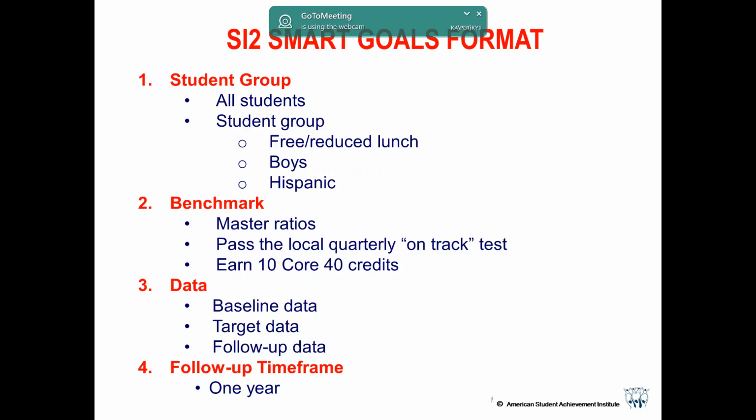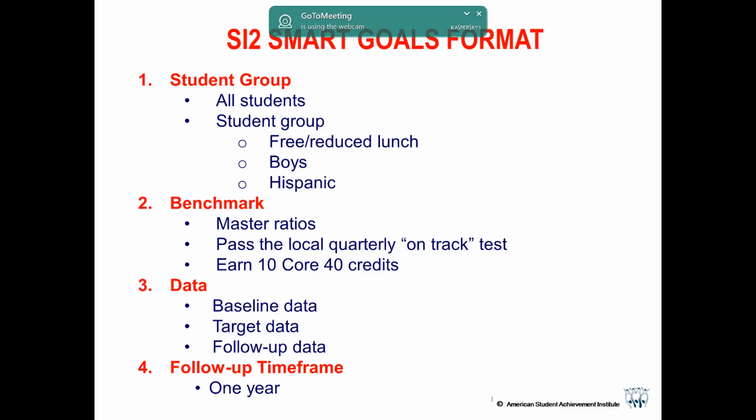Then, also in your SMART goal, we're going to put data to it. So we want to know what's your baseline data. What was the data last year in this area? What was the data the year before that, the year before that? So we've got kind of a baseline, and if we can, we'd like to see some trend data in that baseline by looking at data for several years. Then we want to know what's your target data. So the target data would be where are you going to be a year from now.